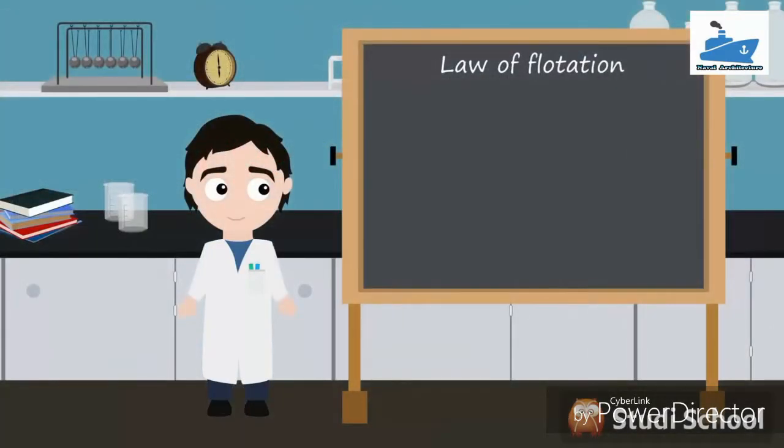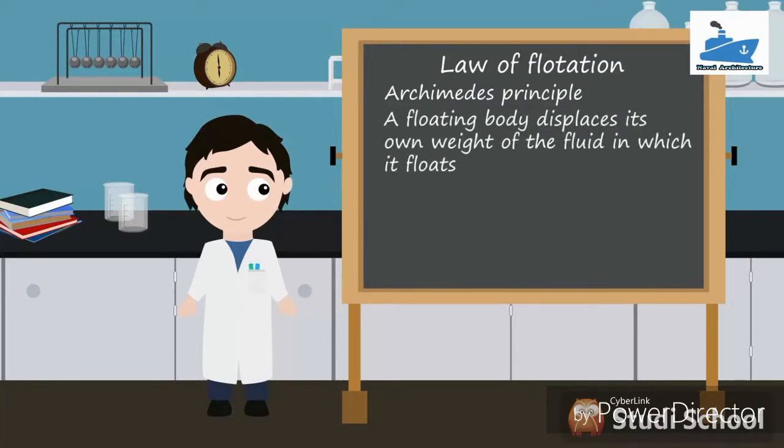Let's review what we've learned. We know that the law of flotation is derived from the Archimedes principle. The law of flotation states that a floating body displaces its own weight of the fluid in which it floats. This means that a 10,000-ton ship has to displace 10,000 tons of water in order to float. We call this the principle of flotation. This means that anything denser than the fluid would not float.